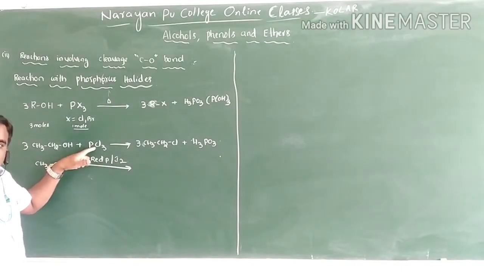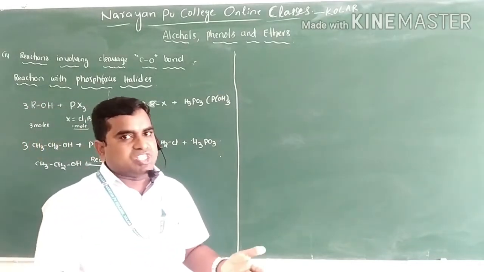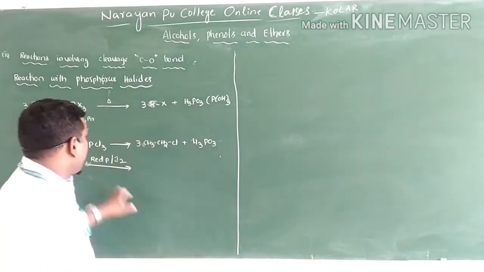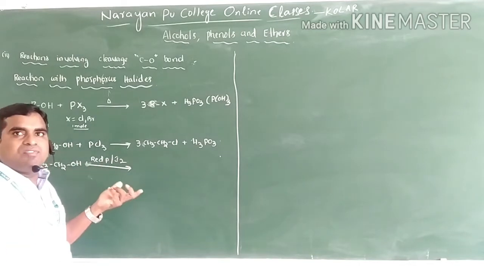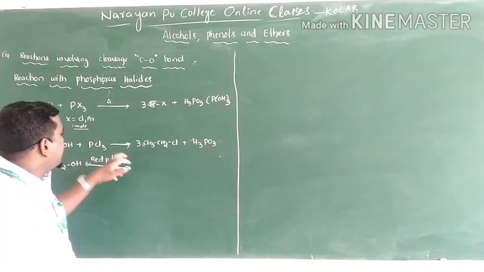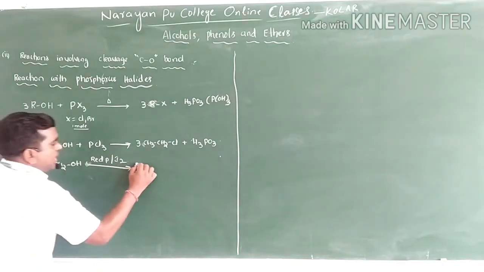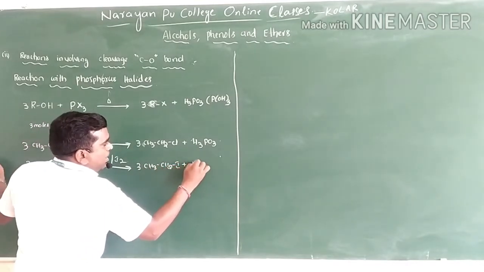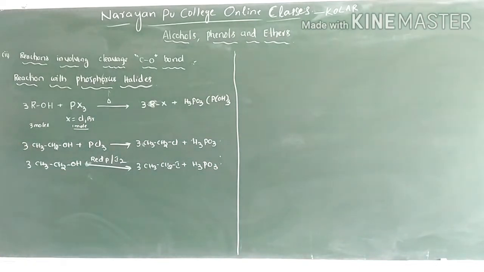You will get PI3 again. But PI3 we cannot take directly. Why? Because PI3 is a very unstable compound, and before adding it to the reaction, it may decompose. So that's why you take the mixture and add the red phosphorus and iodine. The iodine reacts with the red phosphorus and forms PI3. The PI3 immediately reacts with alcohol and forms 3 moles of CH3CH2I plus H3PO3. Yeah, and this is phosphorus trihalide.